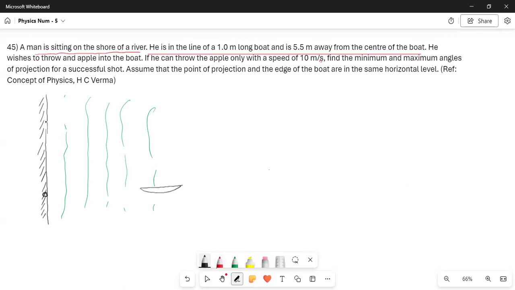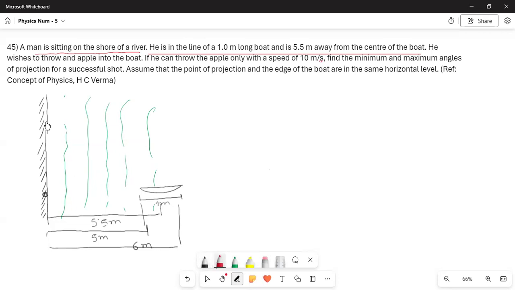It says the boat is 1 meter long. Also, it says that the center of the boat is 5.5 meter away. So obviously, the near end of the boat is 5 meter away, and the far end of the boat is 6 meter away.